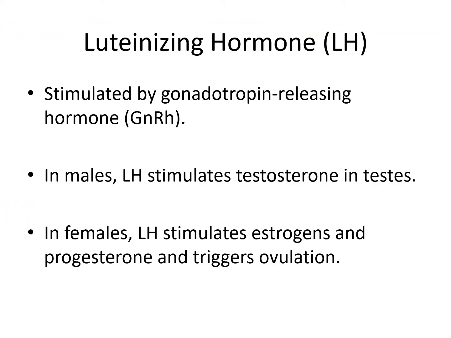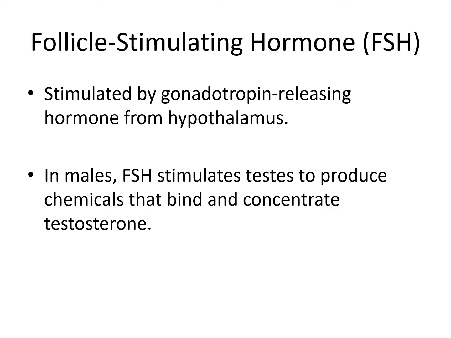Luteinizing hormone, LH, is stimulated by gonadotropin releasing hormone, GnRH. In males, luteinizing hormone stimulates testosterone in the testes, the male reproductive organ. In females, luteinizing hormone stimulates estrogens and progesterone, and also triggers ovulation, which we'll discuss more later in the semester. These are what we consider the female reproductive hormones.